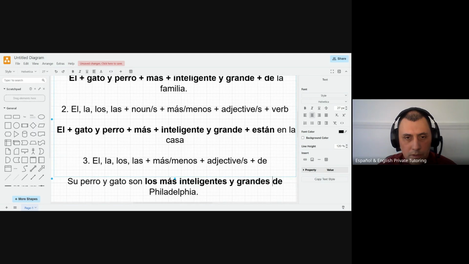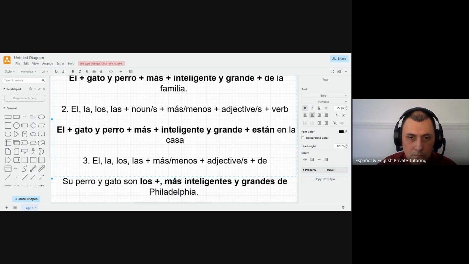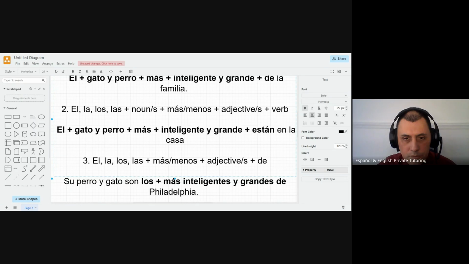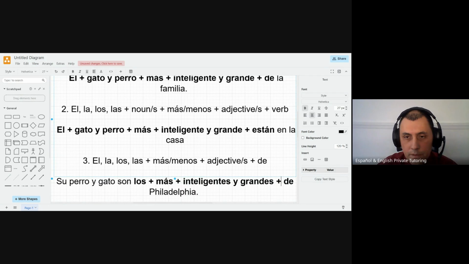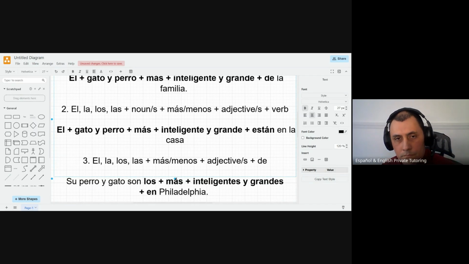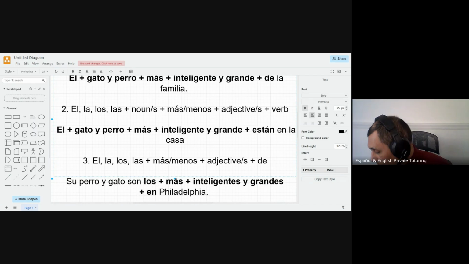So los is the article, más is the superlative, and inteligentes y grandes are the adjectives. Then we have: son los más inteligentes y grandes. Now, if you are referring to a location inside of a location, you can change the with en. Good. I think that's all.